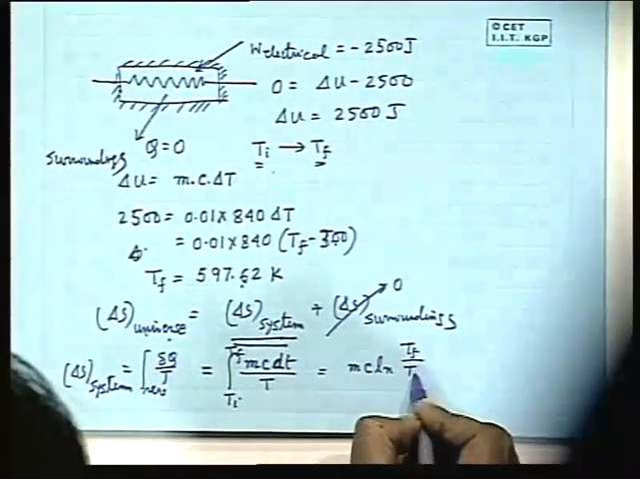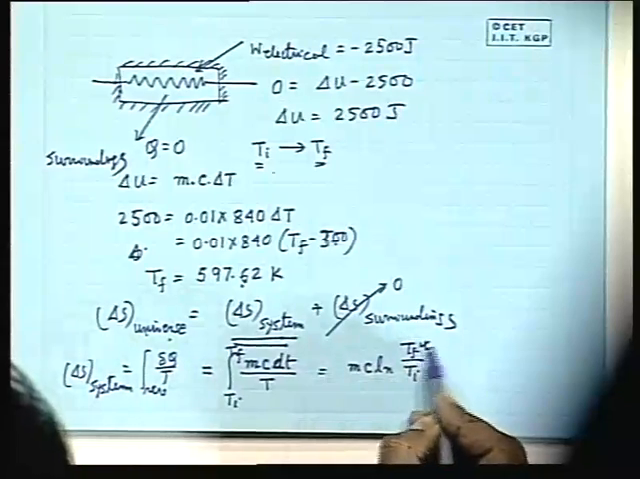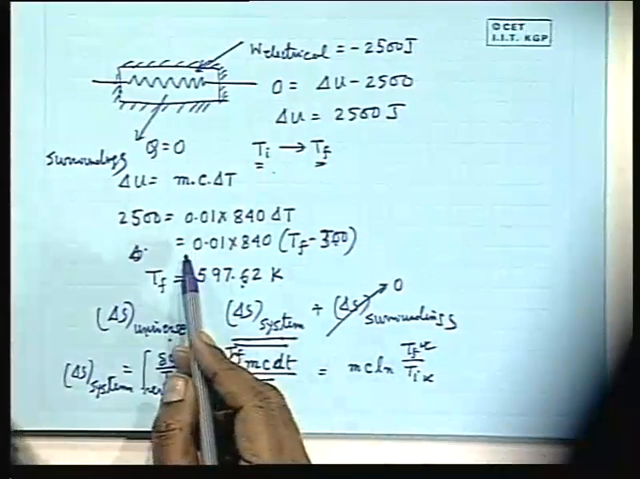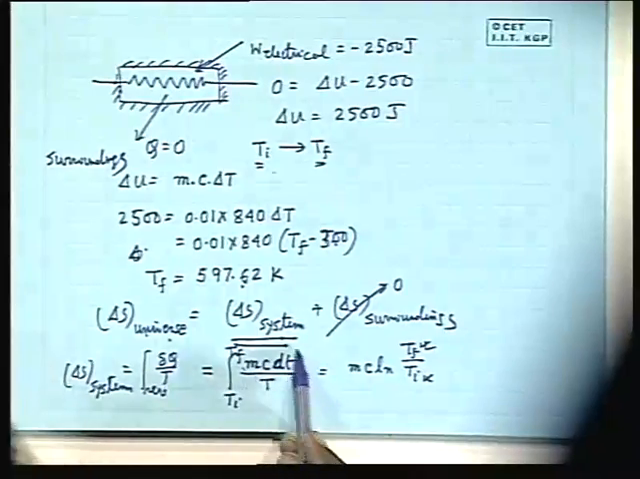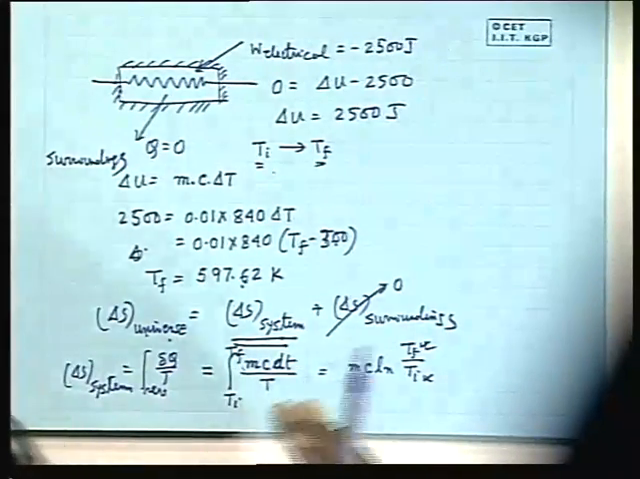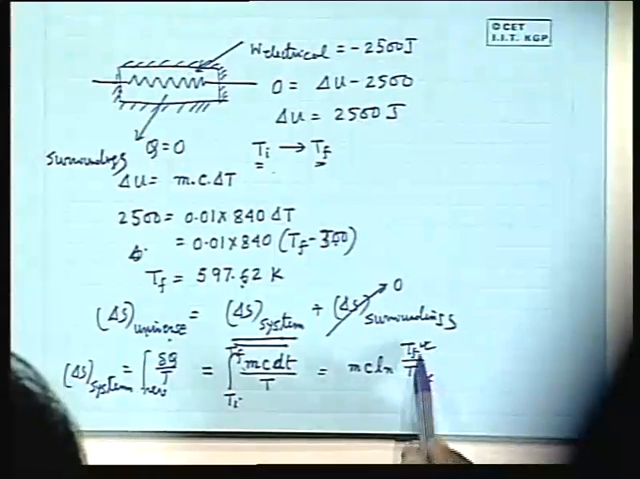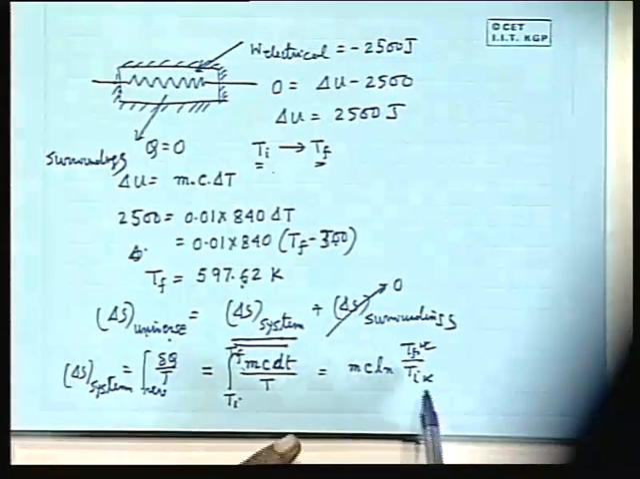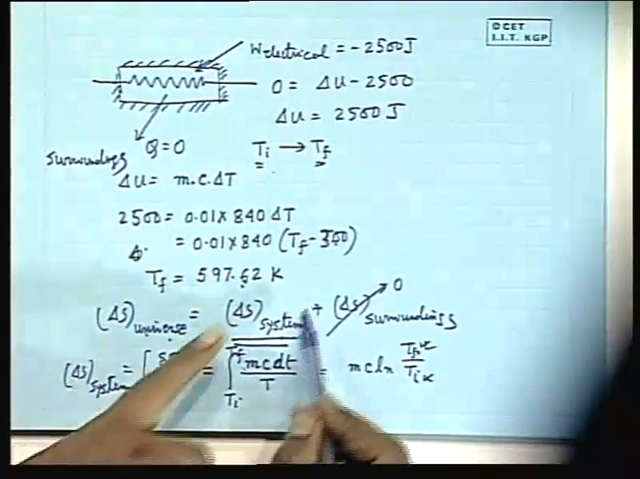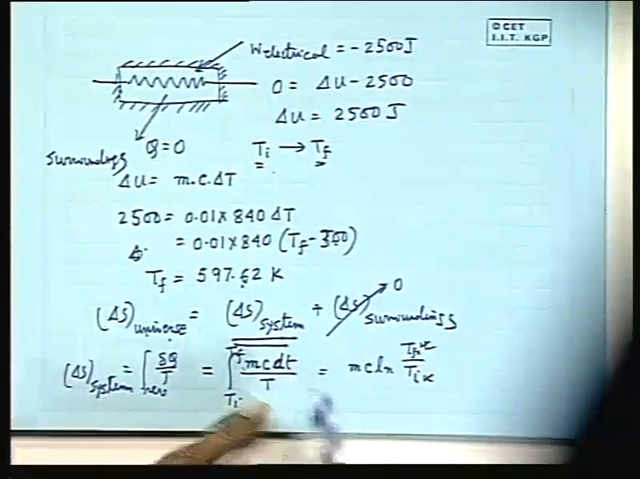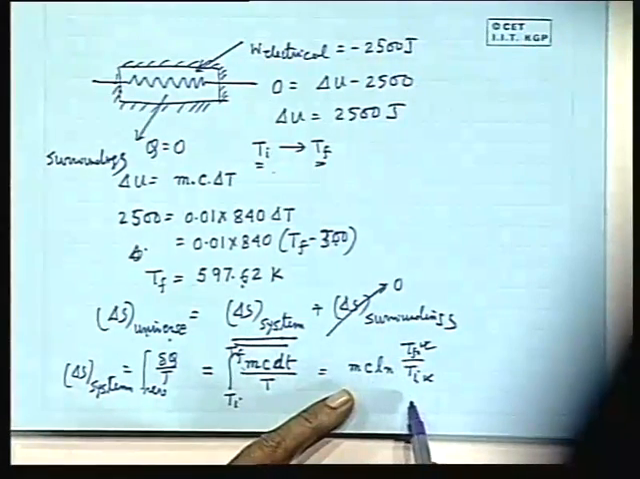Now you see that the change in entropy is connected between the states. So if one knows Tf and Ti, even if the process is irreversible, where the heat has not been given slowly, but by some means the temperature is changed from Ti to Tf, the entropy change is the same whether it is reversible or irreversible. But to calculate it we have to use the equation for the reversible process, and it comes mc ln Tf by Ti.